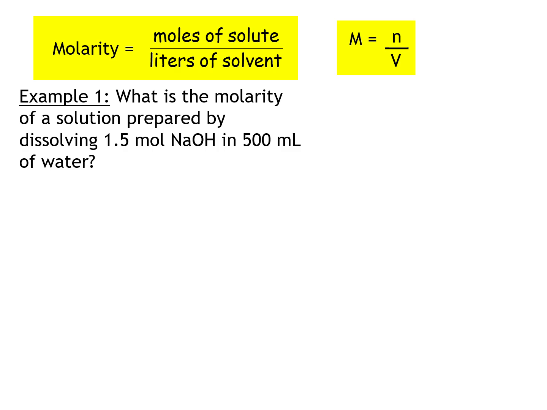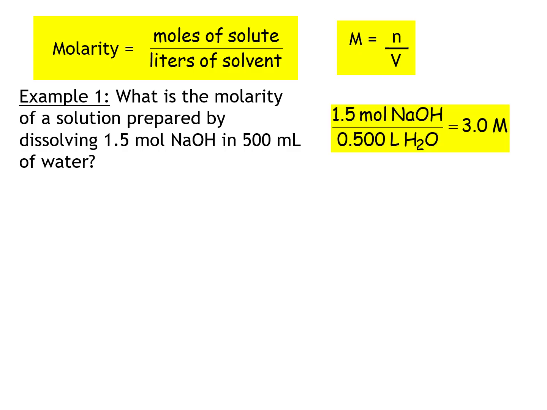So for example, what is the molarity of a solution prepared by dissolving 1.5 moles of sodium hydroxide in 500 milliliters of water? Well, we put our moles up in the numerator and divide by our volume in liters. You just take your milliliters, convert it into liters, which works out to be 0.5 liters, and you get a solution that would have a concentration of 3 molar.